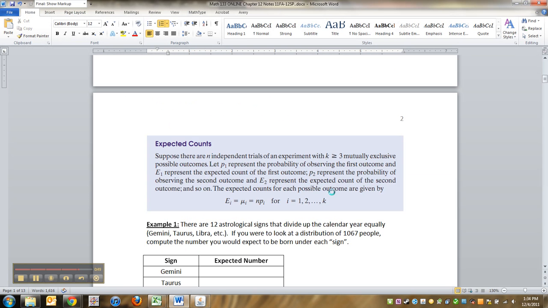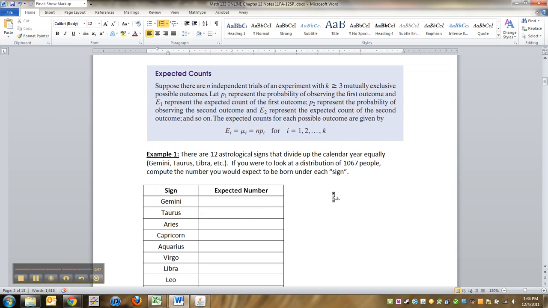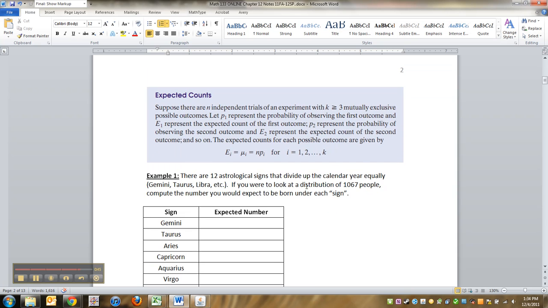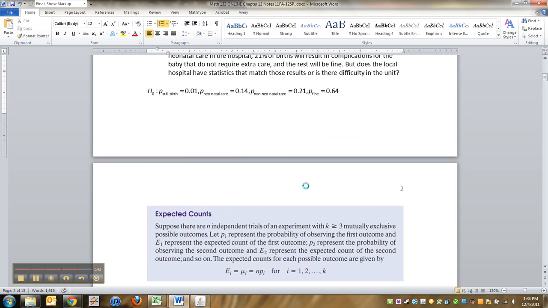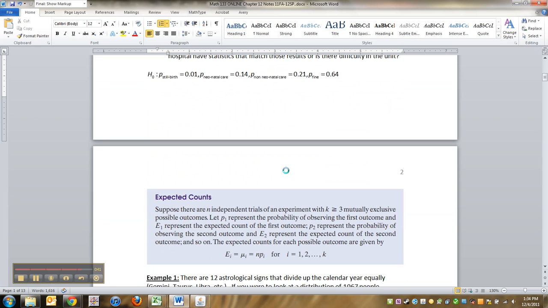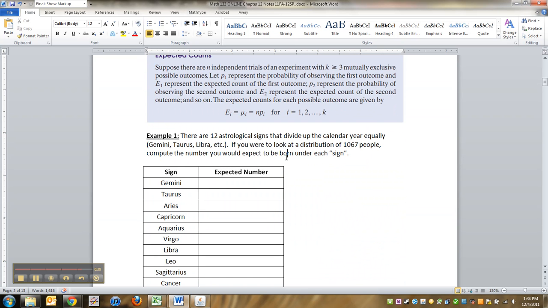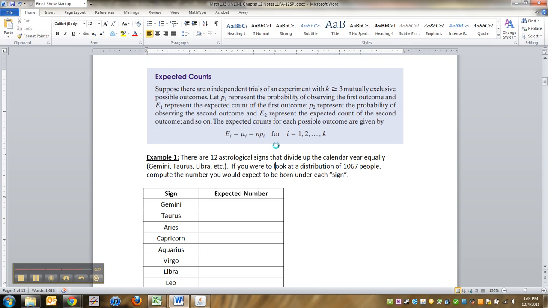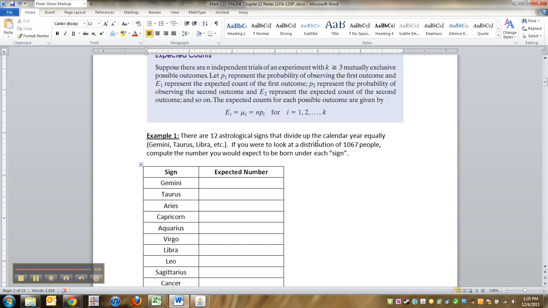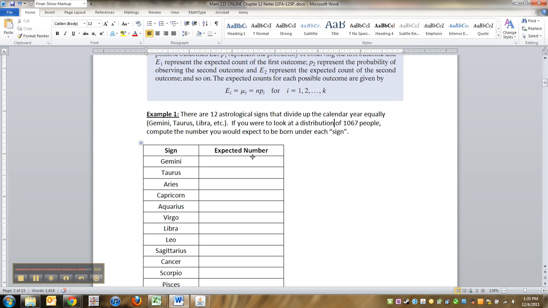Cool. All right, so now we need to get into expectation. So what we expect to happen is these percentages to be followed, and a lot of times they'll work out evenly. And then you need to be able to figure out how many that is. So for example, there are 12 astrological signs that divide up the calendar equally. It's 12 months, right? If you're going to look at a distribution of 1,067 people, compute the number you'd expect to be born under each sign.